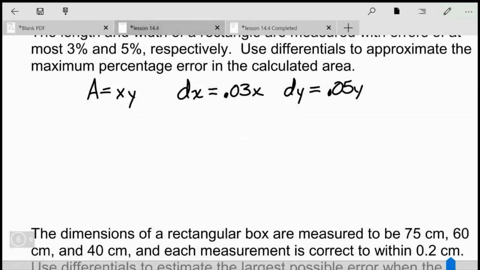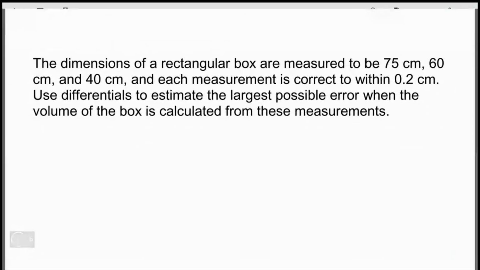Okay, last question. It says the dimensions of a rectangular box are measured to be 75, 60, and 40 centimeters. Each measurement is correct to within 0.2 centimeters. So we don't have any percentage errors this time. We have an actual tolerance of measurement of 0.2 centimeters. Use differentials to estimate the largest possible error when the volume of the box is calculated from these measurements. So I want you to go ahead and try that out and see what you can come up with when they talk about the largest possible error. Remember, we're talking about the error in the volume measurement. So pause the video. When you come back, I'll show you the solution.